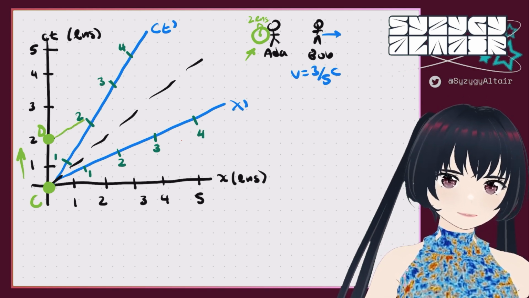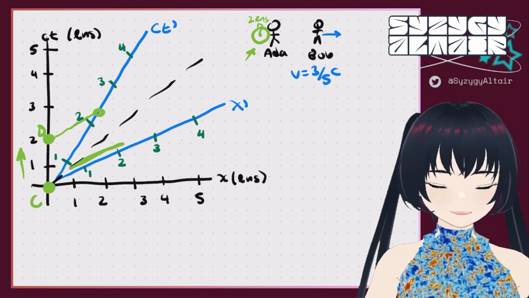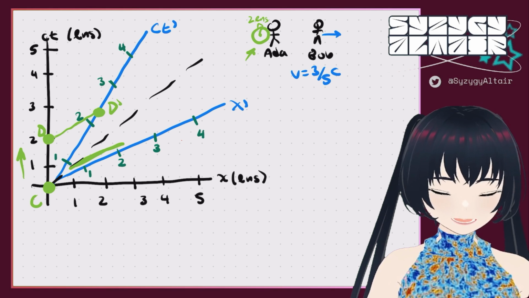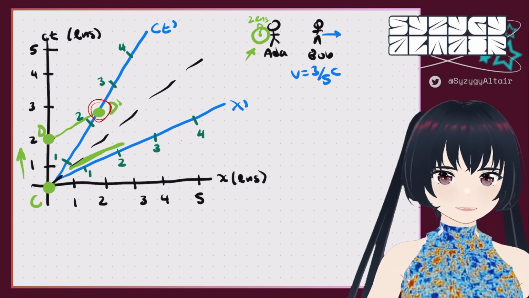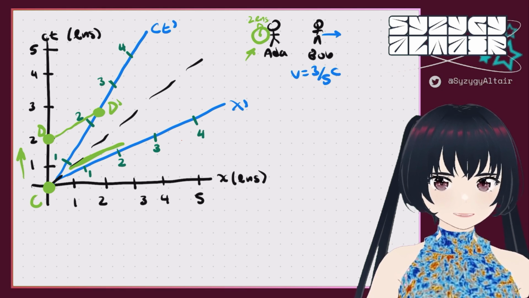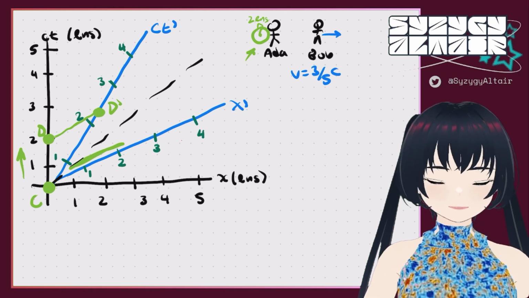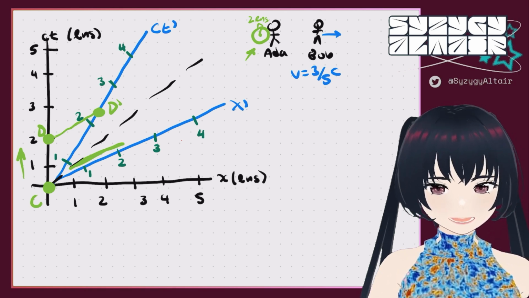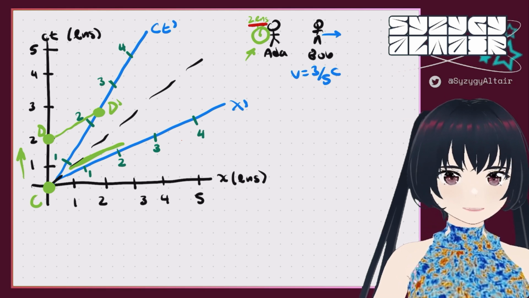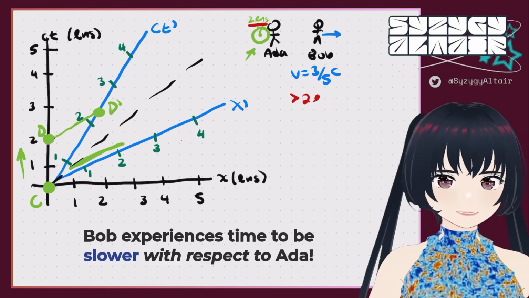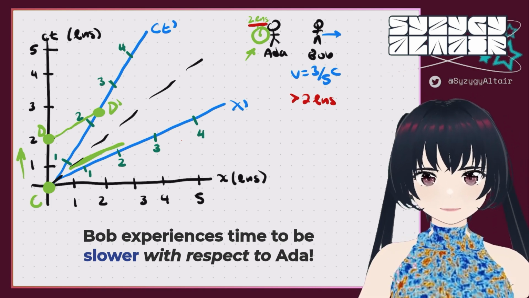If we measure where the second tick is on Bob's time axis, it actually happens after longer than 2 light nanoseconds. This is time dilation, which tells us that an observer who is in relative motion with respect to the clock sees it slowing down. The clock appears to tick every 2 light nanoseconds for Ada and longer than 2 light nanoseconds for Bob. From this, we can even say that Bob experiences time more slowly than Ada.